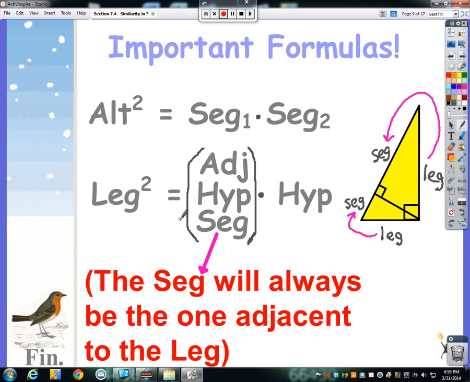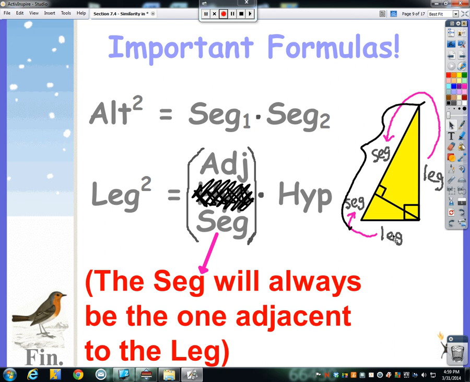So it was leg squared equals its adjacent segment, if you will. If you don't want to include hypotenuse, that's fine. We could just say the adjacent segment times the whole hypotenuse. And the whole hypotenuse was really segment 1 plus segment 2, if you want to think of it that way. Now, this video focuses on no calculations, but just getting these 2 formulas.